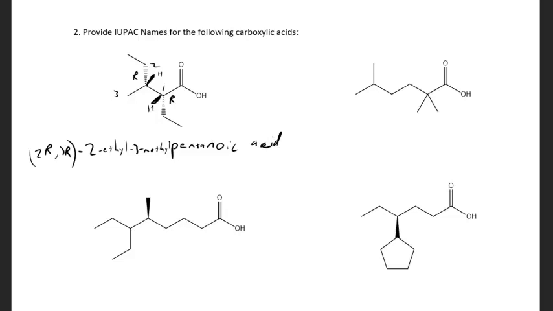For the next compound, we have carboxylic acid functional group again at carbon number 1, and here's carbon 2, 3, 4, 5, 6. So we have a 6 carbon chain. 6 carbons is normally hexane. I'm going to take off the E and add oic acid.